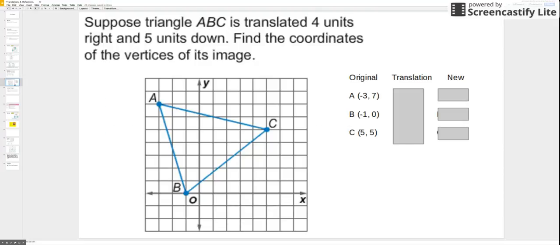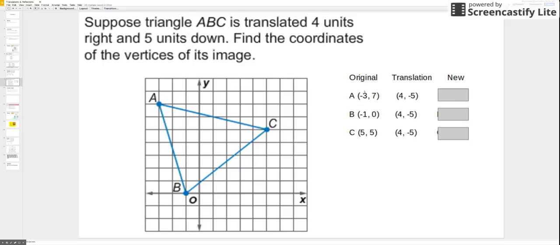Suppose triangle ABC is translated 4 units right and 5 units down. Find the coordinates of the vertices of its image. Okay, so here's our triangle, and we're moving it 4 to the right and 5 down. Let's start with what our translation ordered pair looks like. 4 right would be a positive 4. 5 down would be a negative 5. So our translation, positive 4, comma, negative 5.